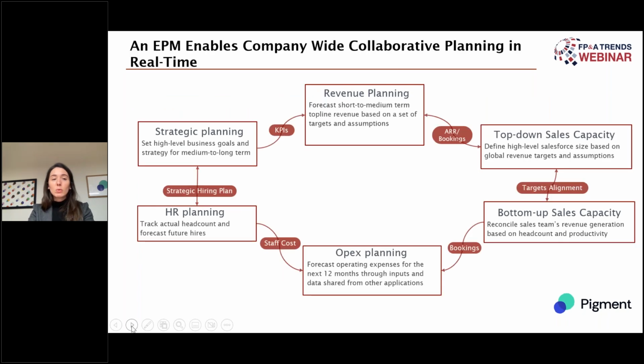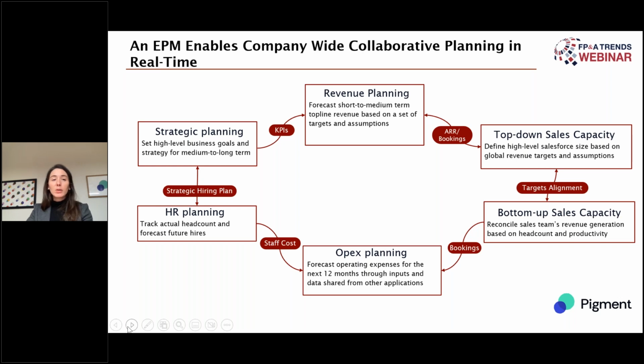So if we move on to the next slide, the purpose is to show how interconnected the different planning use cases are within a company. It's not limited to finance, of course, and the FP&A team can talk about that a lot, but that involves sales, supply chain, marketing, HR, as I mentioned. I take our own example.